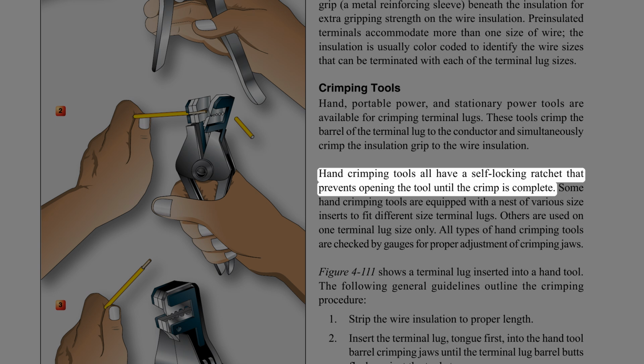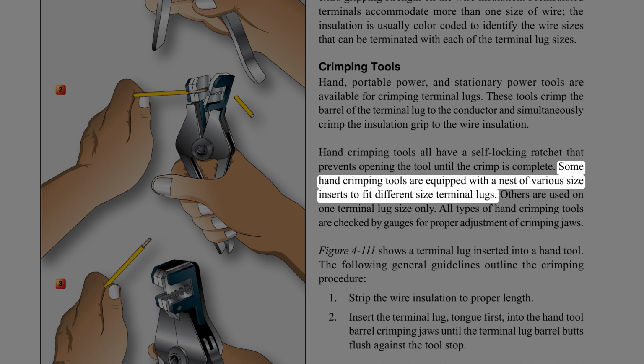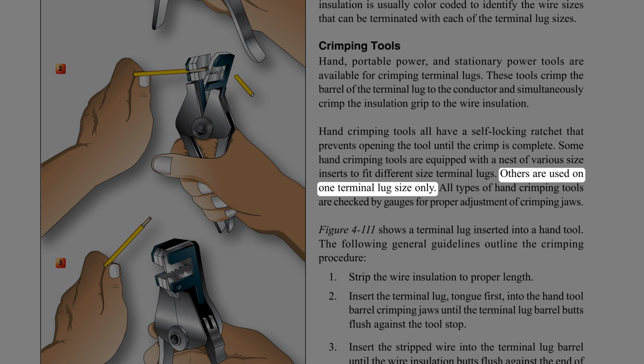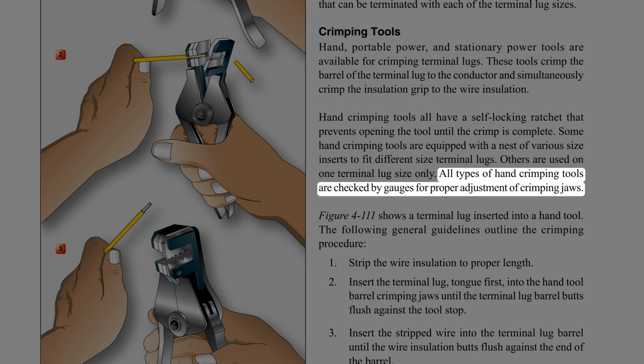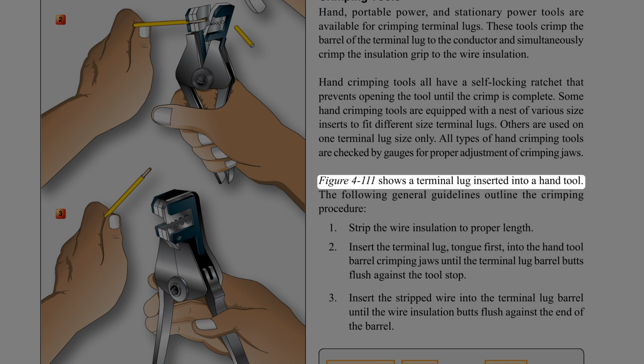Hand crimping tools all have a self-locking ratchet that prevents opening the tool until the crimp is complete. Some hand crimping tools are equipped with a nest of various size inserts to fit different size terminal lugs. Others are used on one terminal lug size only. All types of hand crimping tools are checked by gauges for proper adjustment of crimping jaws. Figure 4-111 shows a terminal lug inserted into a hand tool.